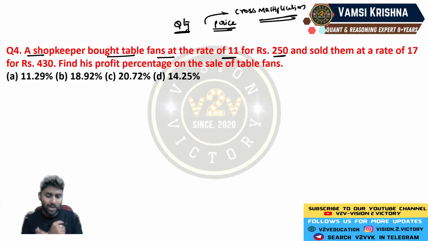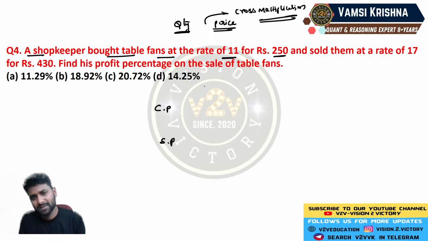No need to identify what is the cost of each article. It takes time. Now simply see here, cost price, here selling price. Here take this is the quantity and this is the price. Now here in the question you should understand that 11 quantities they purchased for 250. Now they sold 17 for 430.